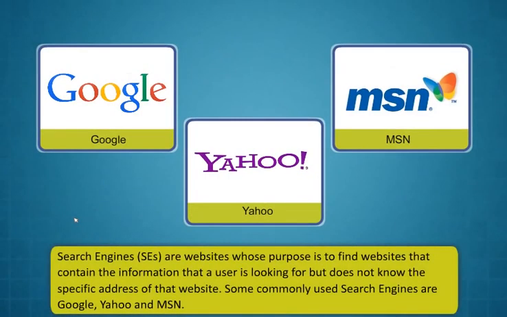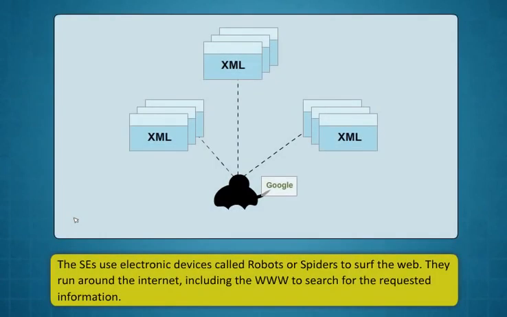Search engines are websites whose purpose is to find websites that contain the information that a user is looking for but does not know the specific address of that website. Some commonly used search engines are Google, Yahoo, and MSN. Google is the most popular search engine. The SEs use electronic devices called robots or spiders to surf the web. They run around the internet, including the www, to search for the requested information.